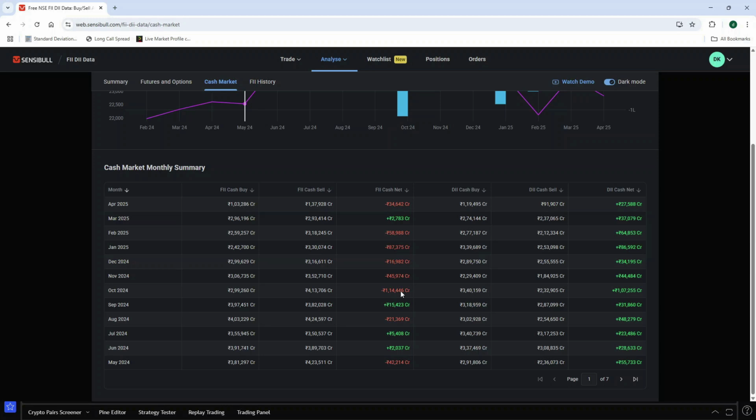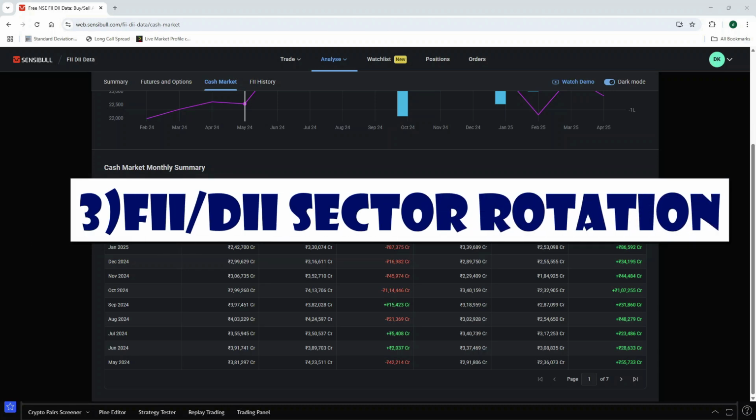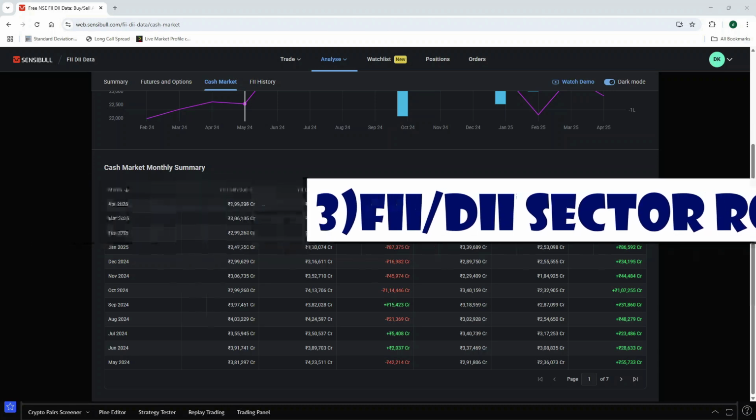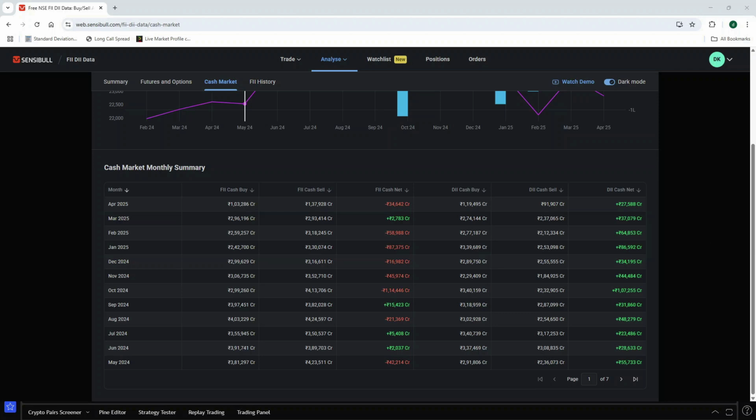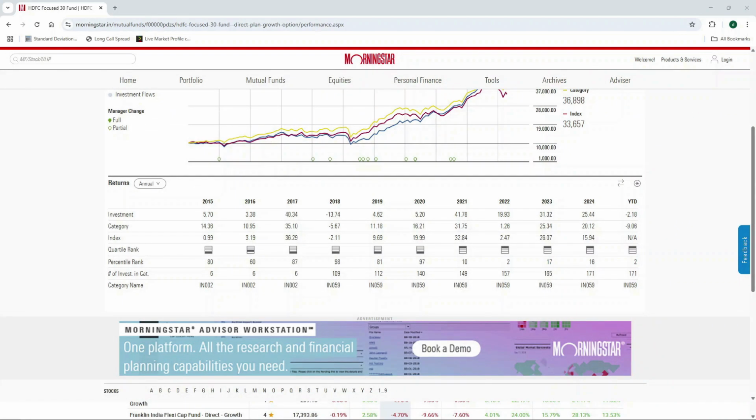try to accumulate in tranches. And the third strategy you can look for is sector rotation, guys. These institutional investors don't just buy and sell the market as a whole. They try to rotate between sectors. By tracking sector-specific institutional flows, you can identify which sectors are gaining favor. So let me show you how to analyze this.